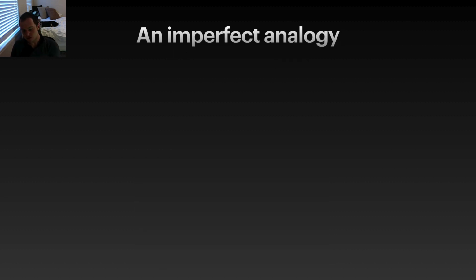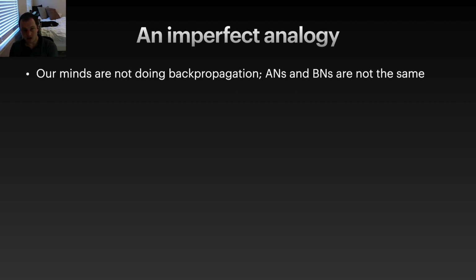But there are some problems here. This is an imperfect analogy, but we should still talk about it. So one thing is that our minds aren't really doing back propagation. So artificial neural networks and biological networks are not exactly the same, although I think the general idea here sticks.